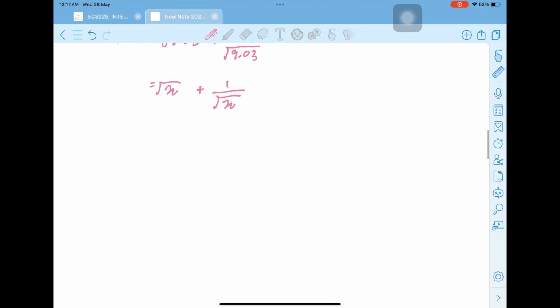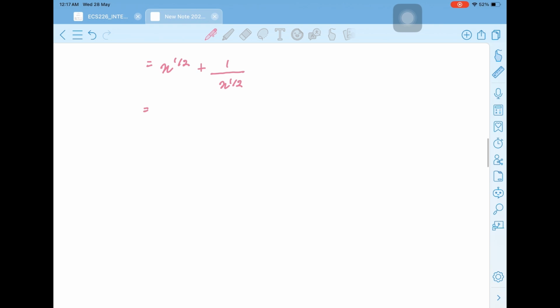Now, after getting f(x), we need to convert from radical notation to exponential notation. We can write it as x to the power of 1 over 2 plus 1 over x to the power of 1 over 2. Then we will write it as x to the power of 1 over 2 plus x to the power of negative 1 over 2. Now, to differentiate, we need to bring 1 over 2 to the front and it will become 1 over 2 x. We have to subtract 1 from 1 over 2, so it will become negative 1 over 2. We will also do the same thing at the back, so it will become negative 1 over 2 x to the power of negative 3 over 2.